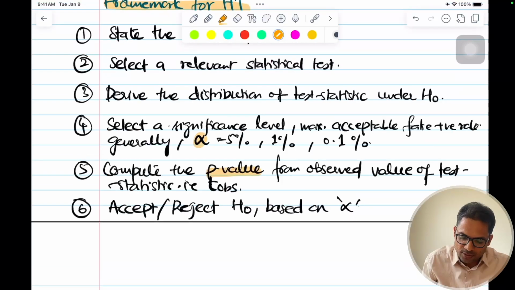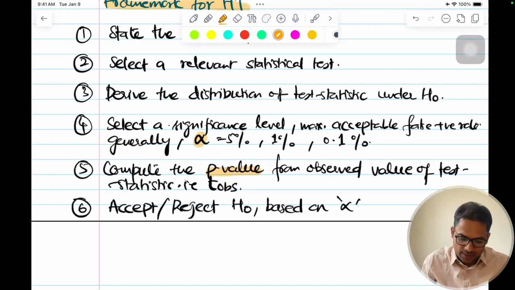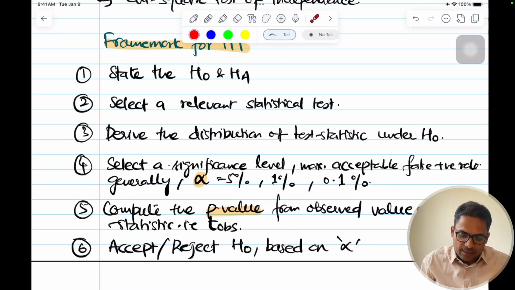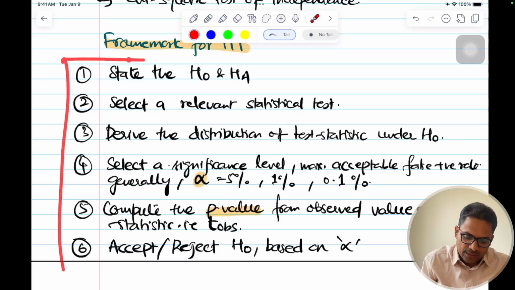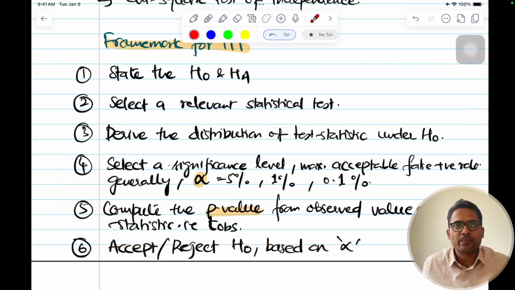Alpha, p-value, these are important terms. These are your 6 steps. We'll come back and revisit it again one by one. Let's understand it using an example.